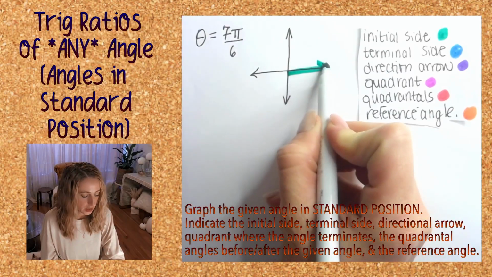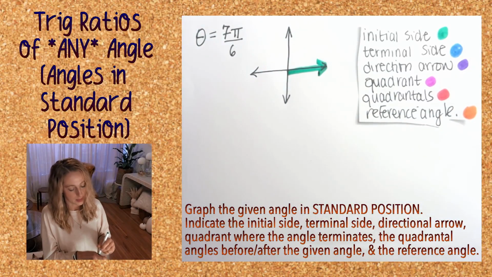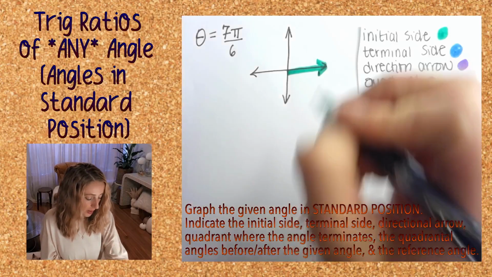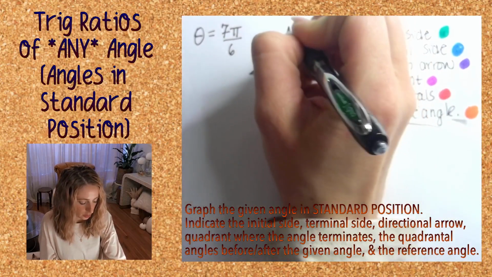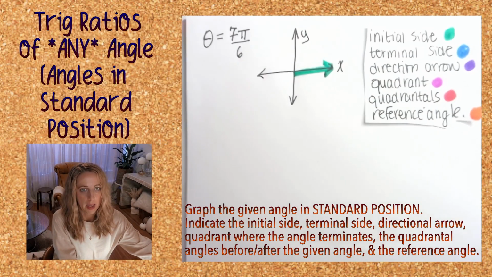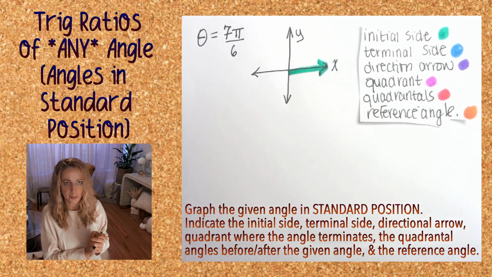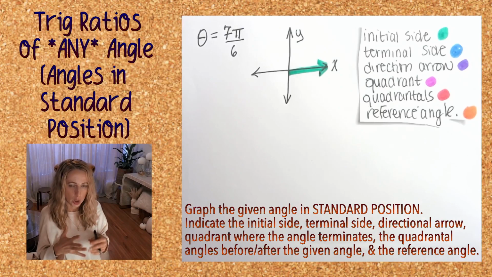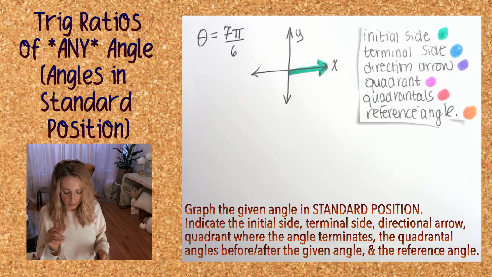Your initial side is always on your positive x-axis. It does not move. If you want to go the extra mile and be loved by your teacher so much, you could also label your x and y axes. All right, so there we go. Next thing, terminal side, directional arrow.